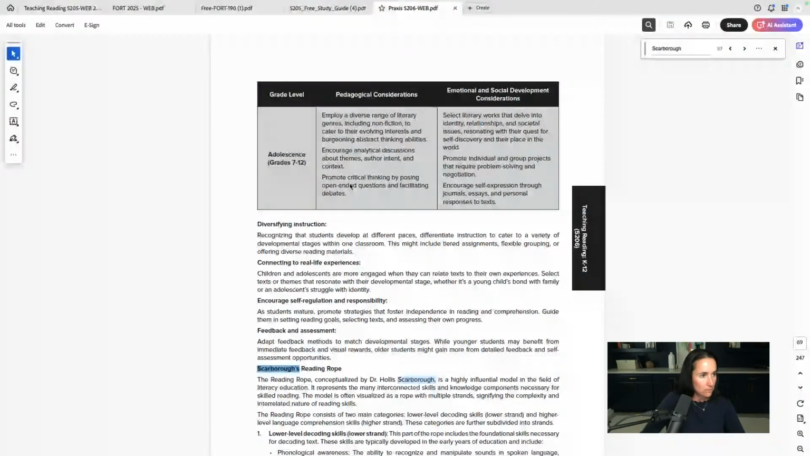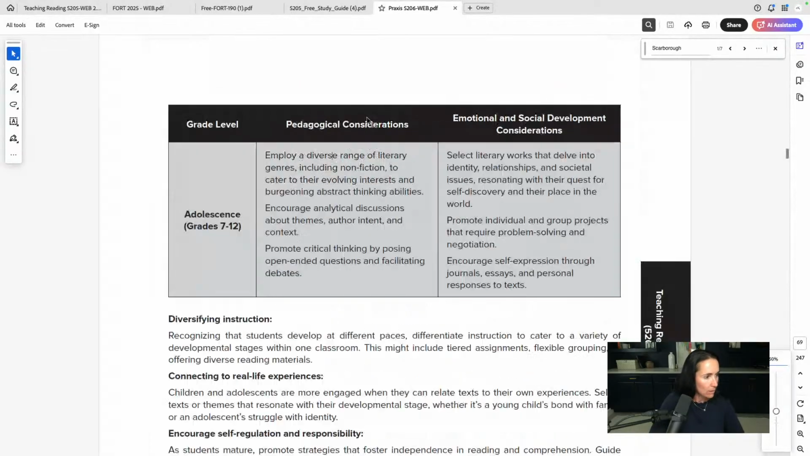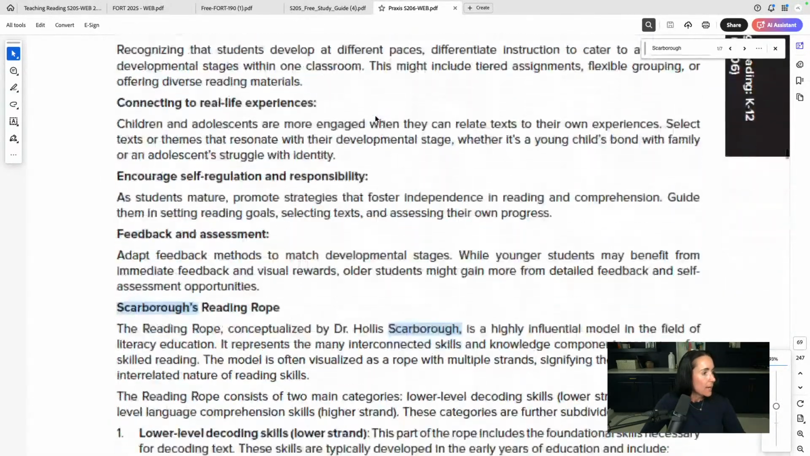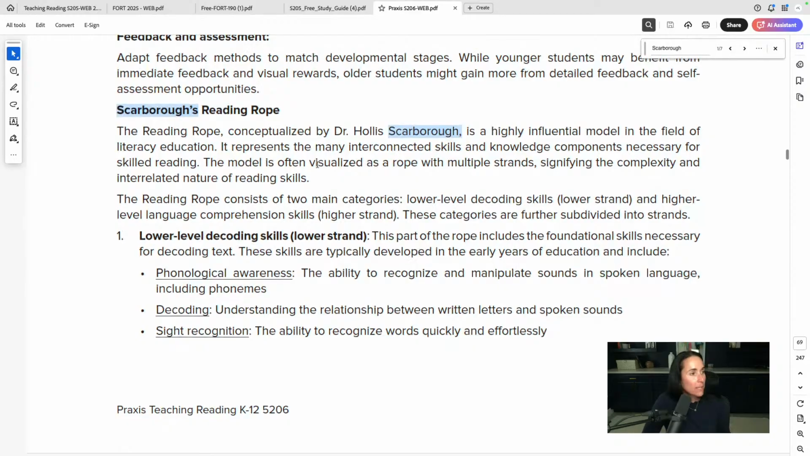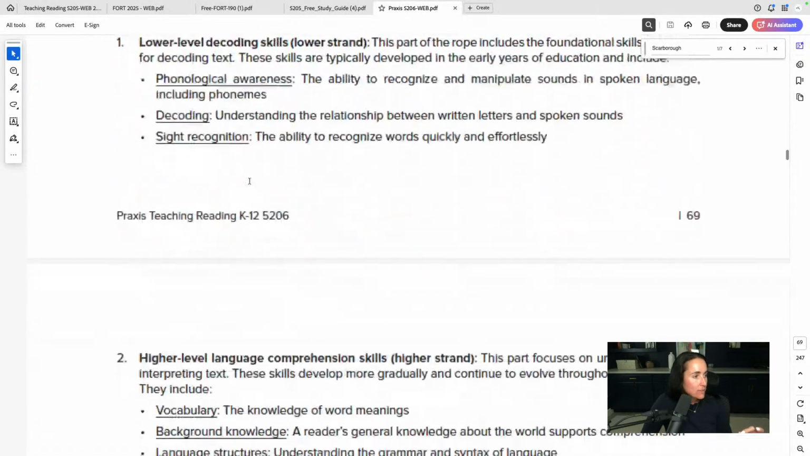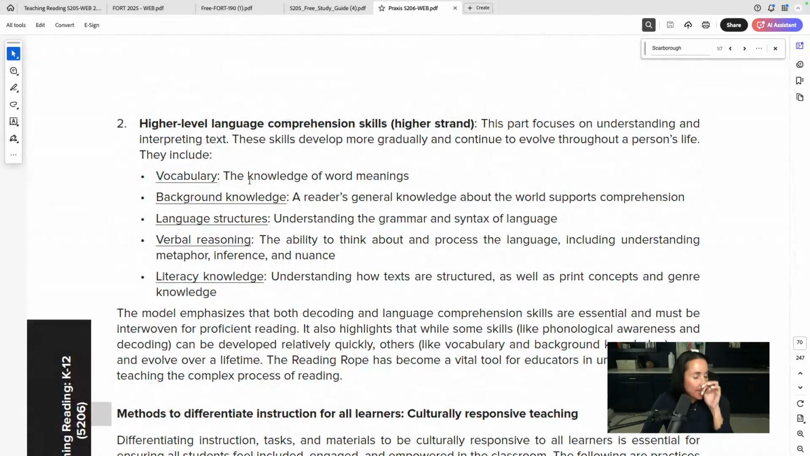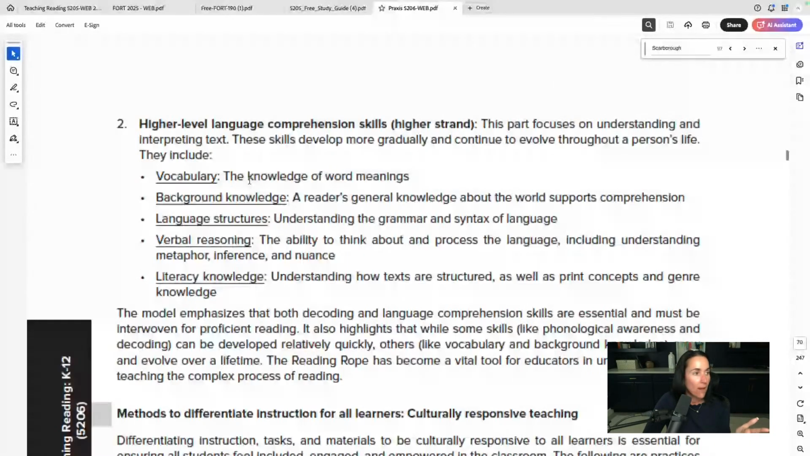Let me share screen real quick for those of you who want this. Just real quick. Sorry, let me zoom in. All right, let me scroll. This is a researcher and reading. Basically, all it is when you're talking about the Scarborough's reading rope, it's lower level decoding skills and higher level decoding skills. And it's broken up the same way like the Fab Five is broken up.